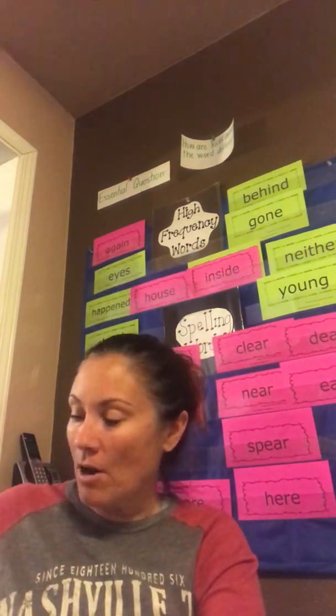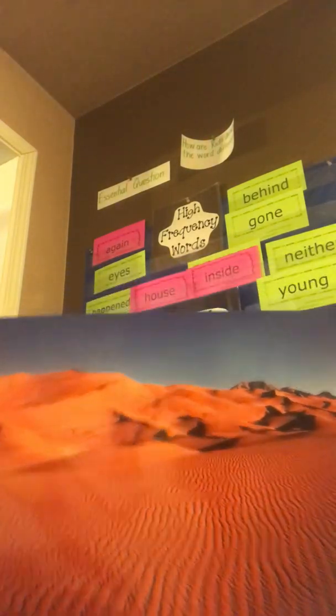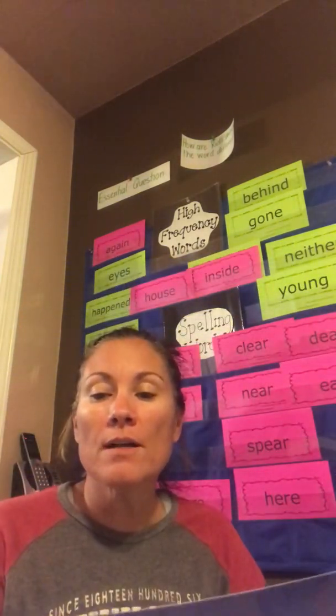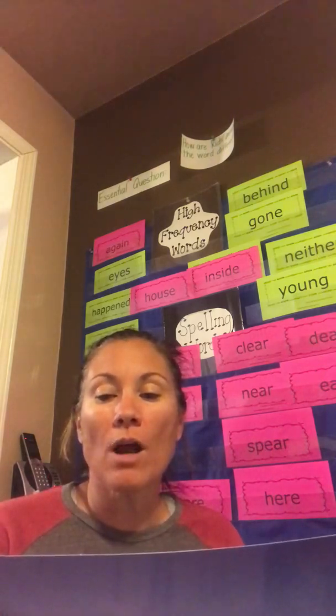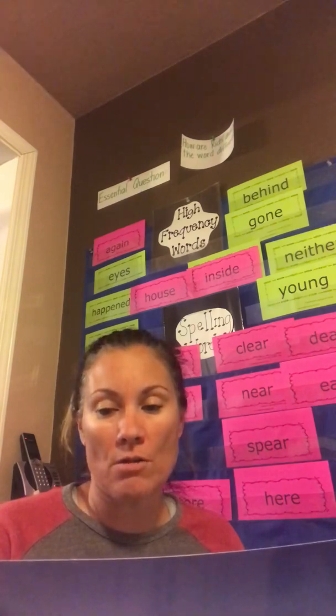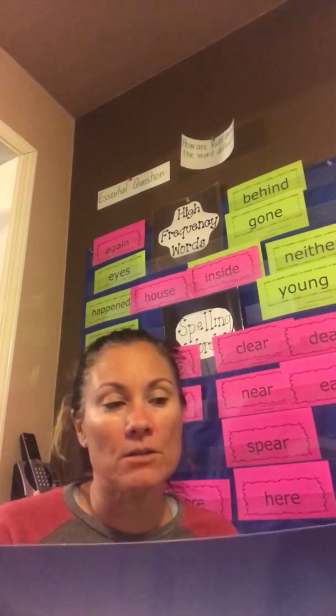And your last card is the Sahara Desert, and your word is dunes. Dunes are hills of sand made by the wind. Your example is, we crossed high sand dunes to reach the ocean. Your question is, where might you see sand dunes?